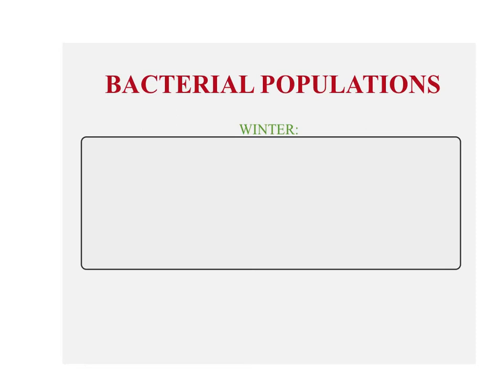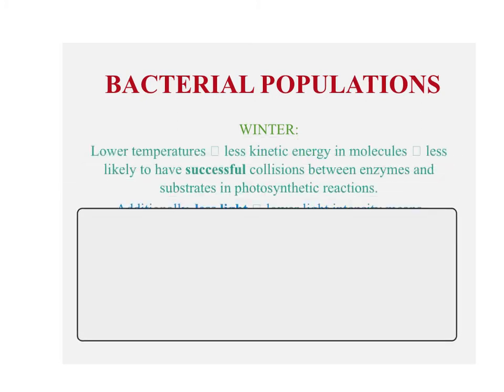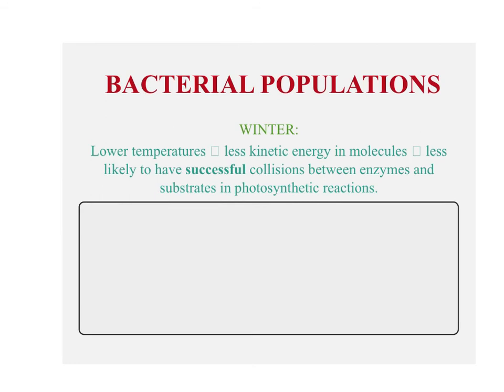really significant. This is a problem for lots of organisms when the temperatures get colder, especially if you're unicellular. So the lower the temperature, the less kinetic energy we've got. Okay, standard answer. We know that temperature is going to affect the energy of our molecules, and therefore, we're thinking back to our basic GCSE level enzymes kind of stuff. The less energy in our molecules, the less likely we are to get successful collisions between the enzymes and the substrates in that photosynthetic reaction.